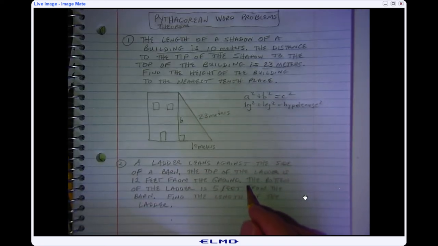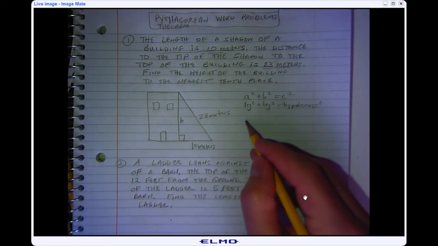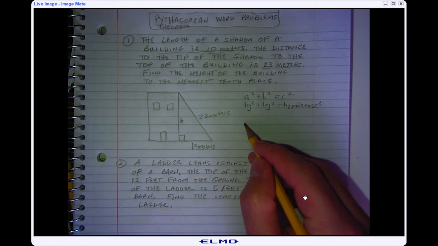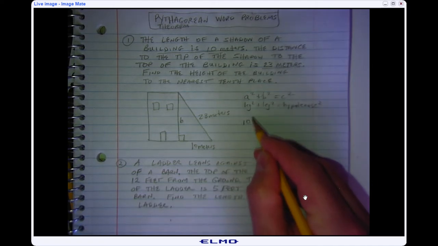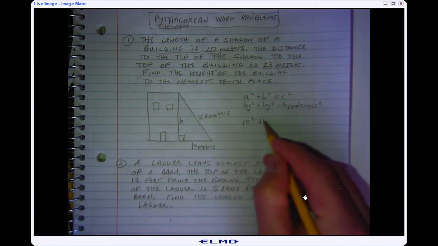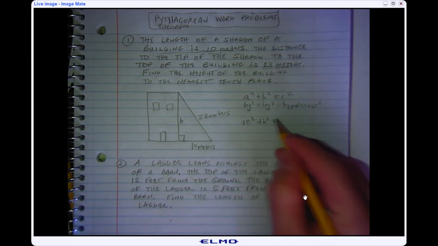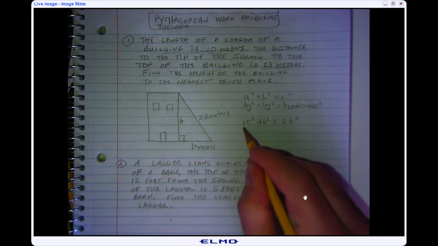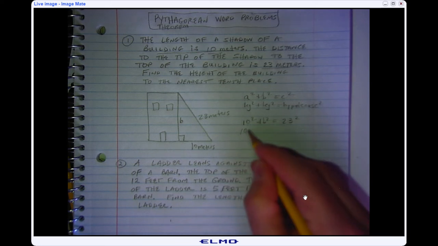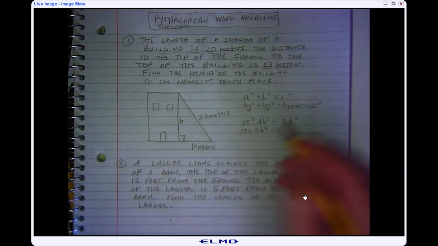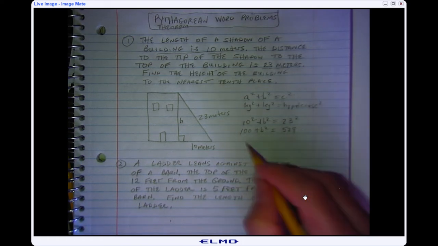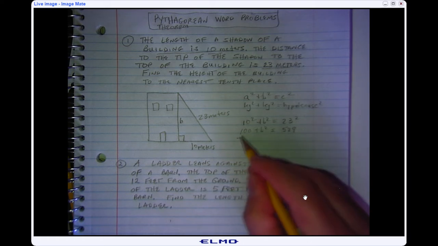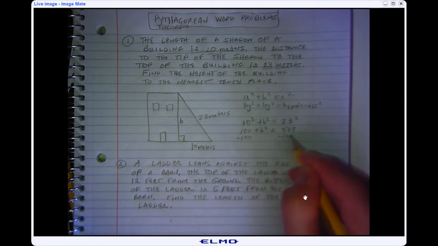So then if I go ahead and solve this, I would put in 10 for one of my legs squared plus b, I don't know what b is, squared equals my hypotenuse squared. So if I do the math, 10 squared is 100, and then 23 squared is 529. So I just have to backtrack. To get the b by itself, I have to subtract 100 on both sides.